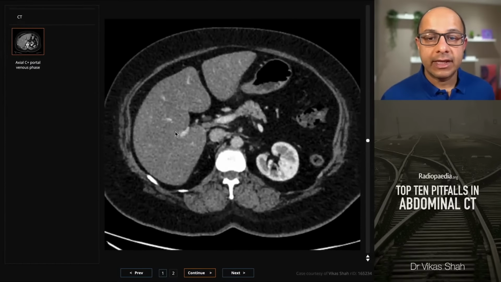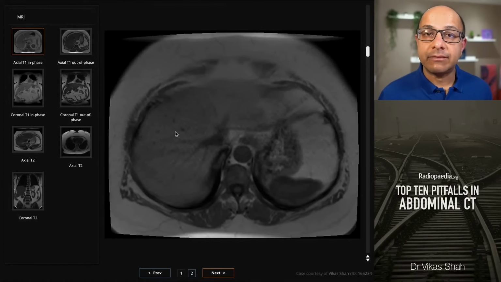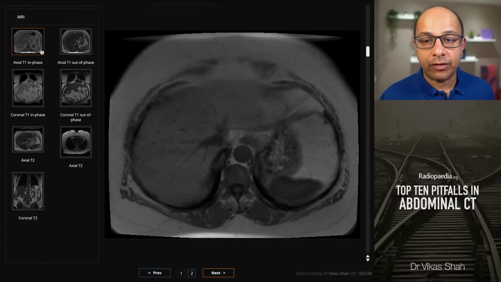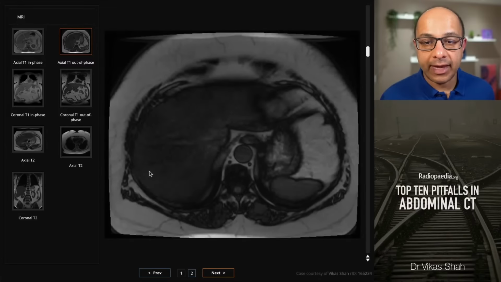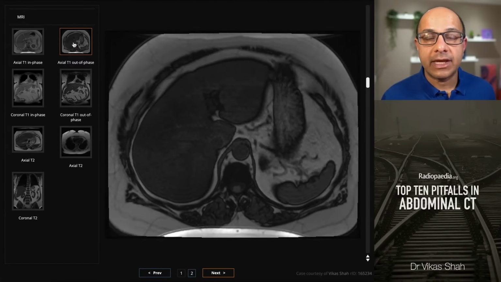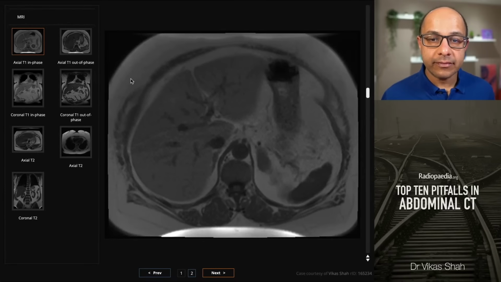And then we can use our in and opposed phase images on MRI, which can pick up the fat. So if we see a signal drop on the opposed phase images like we do here compared to the in phase images, then that's a really good indicator that this patient's got diffuse hepatic steatosis.